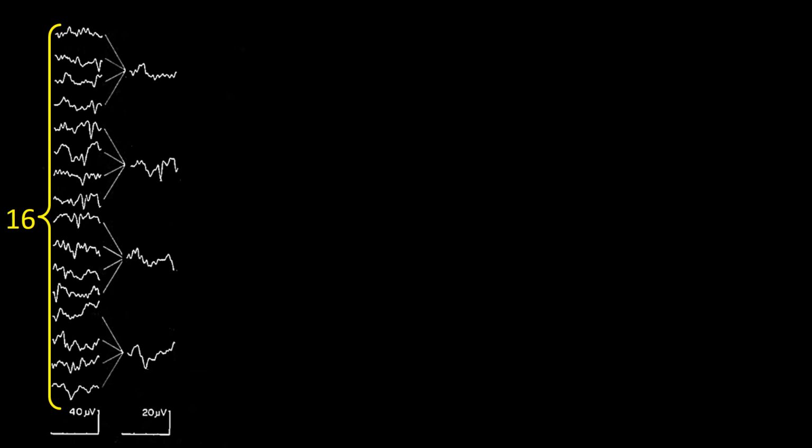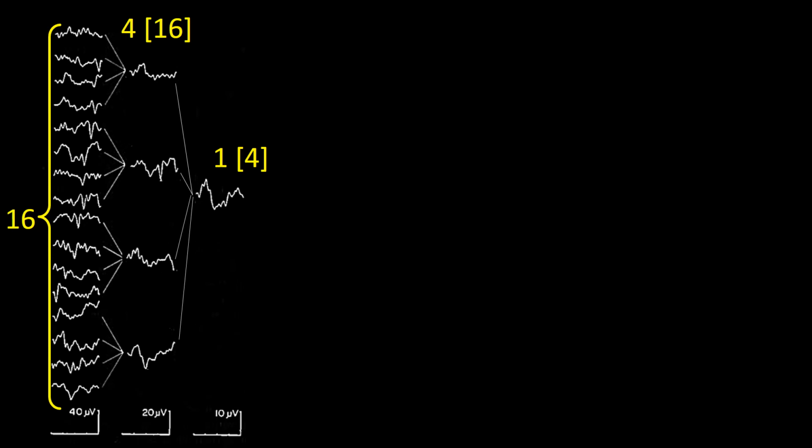Further averaging those 4 will produce an even larger potential, since those activities that are equal will become bigger because they will add each other, whereas the activity that is not equal will subtract from each other. Again, notice the legend. Here the vertical line, despite being the same size, represents 10 microvolts instead of 40 and 20 as it did before.